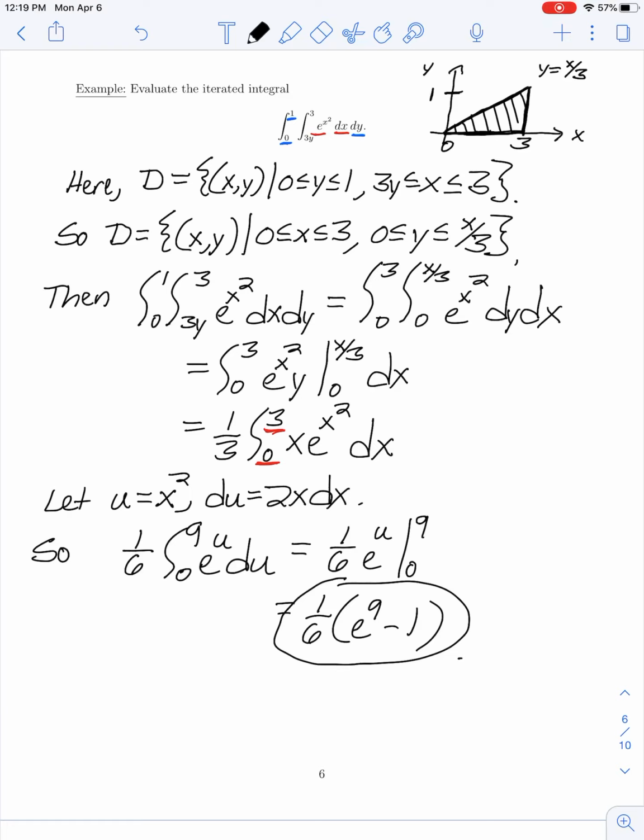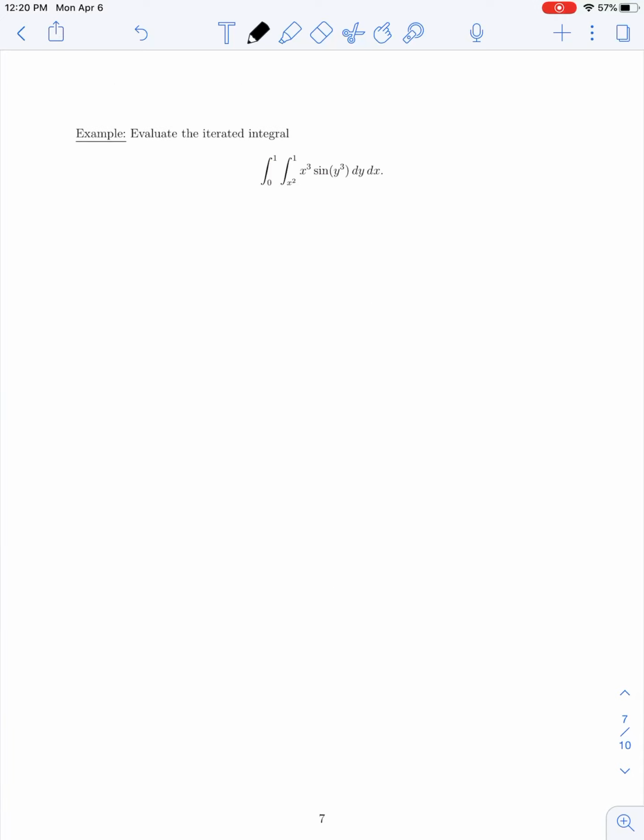And in order to evaluate it, we had to reverse our order of integration and evaluate this thinking about D as a type 1 region instead of a type 2 region. So let's look at another example similar to this.